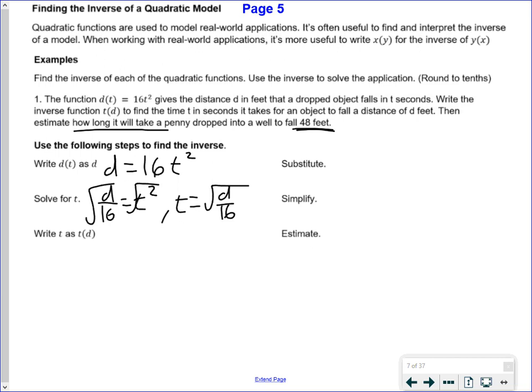So we're going to write t as t of d. All that means is that we have our time in terms of the distance. And that equals the square root of d over 16. So we have our t of d function.